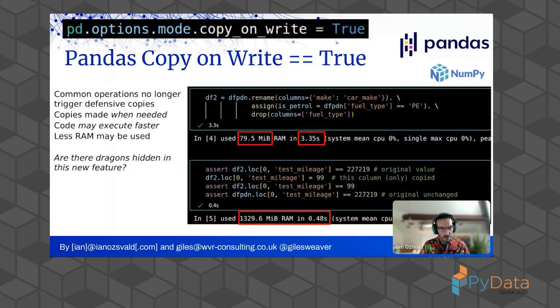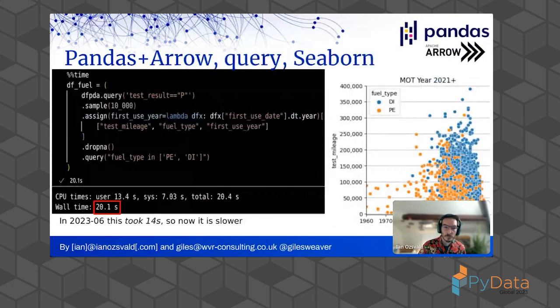So that's kind of interesting. You get faster operations, and you get the correctness that you're expecting, and a much lower RAM footprint. So this will be turned on in Pandas 3 sometime next year, and you can turn it on with pd.options.mode.copy_on_write equals True. That's at the top of the screen there. That's worth experimenting with.